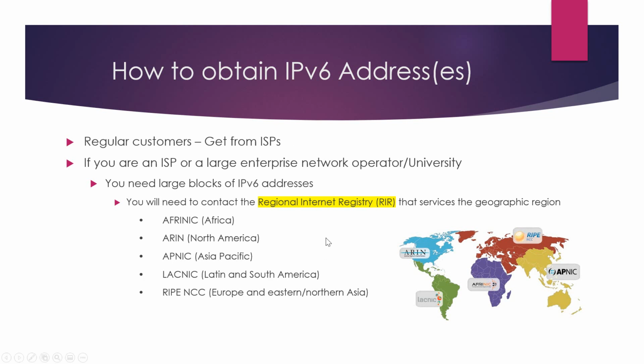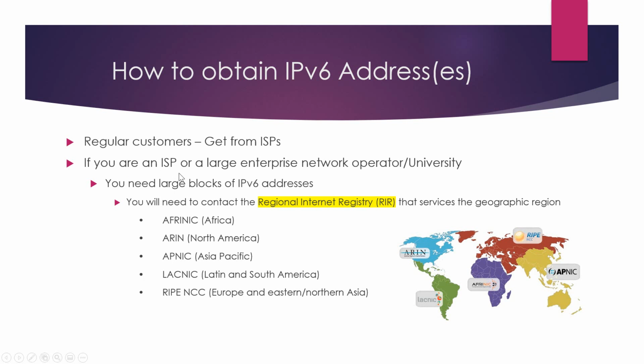Before we go into the subnetting part, we need to know how to obtain an IPv6 address. If you are a regular customer, you can get the IPv6 address from your ISP. If you are a Charter or Verizon or AT&T customer, your ISP will provide you with an IPv6 address.